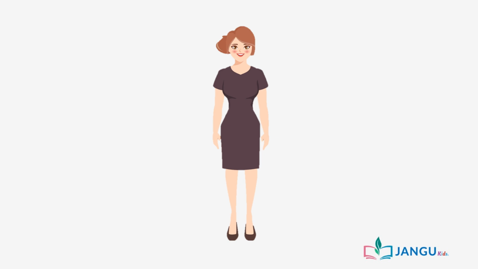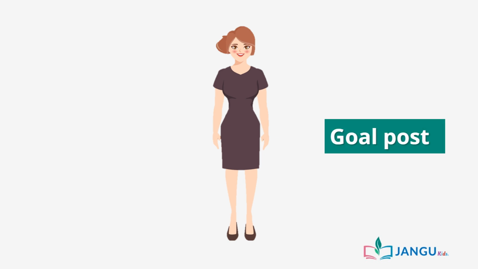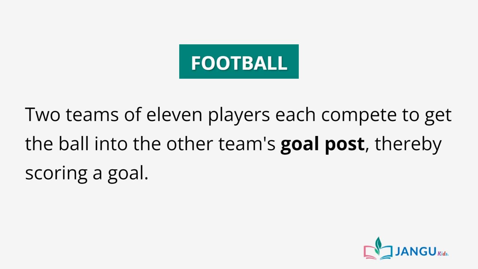Our second word is goal post. Let's go back to see how it was used. The sentence says, two teams of 11 players each compete to get the ball into the other team's goal post, thereby scoring a goal. So, a goal post is where the goals are scored.